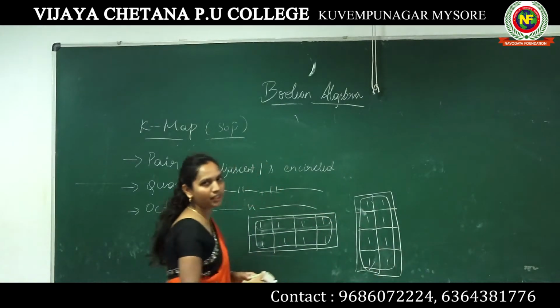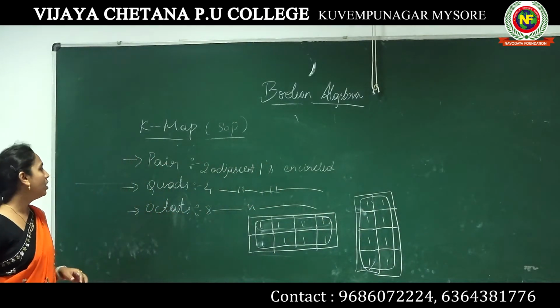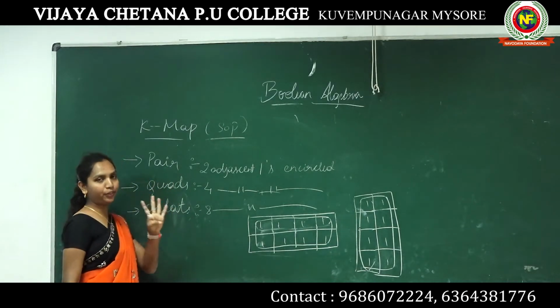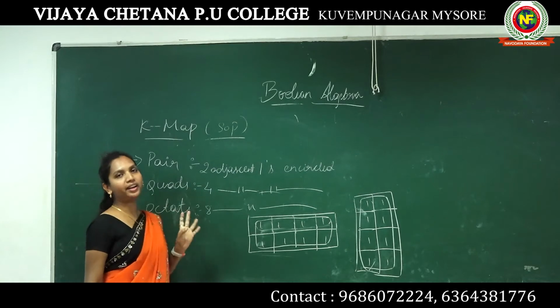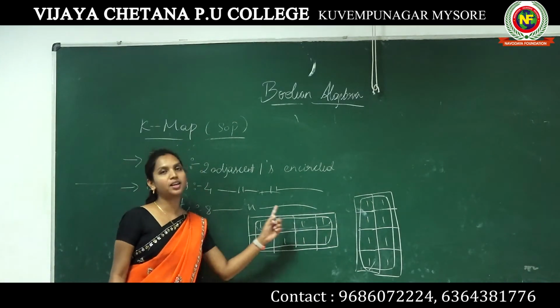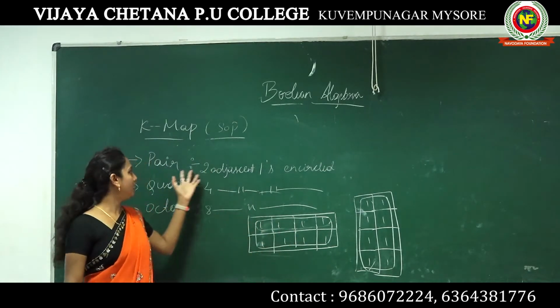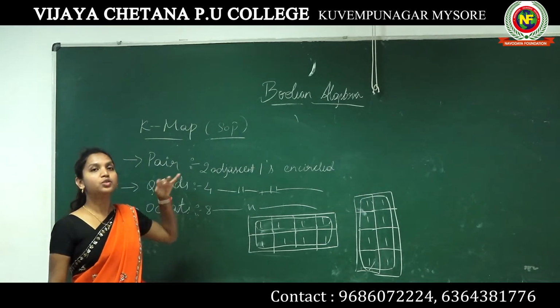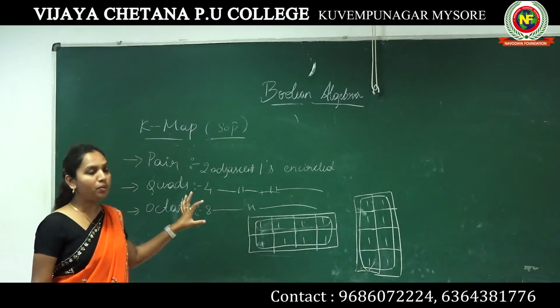So this is the vertical. See here. A pair means 2 ones, a quad means 4 ones, an octet means 8 ones. So when you encircle them, that is called a pair, octet and quad. Okay, so you should understand this basic concept.